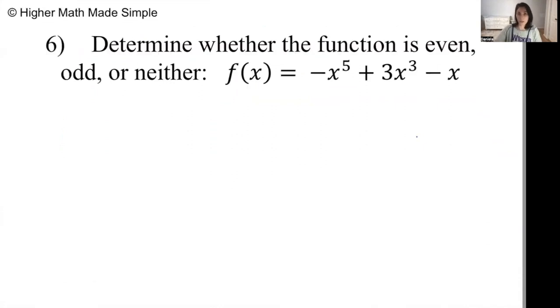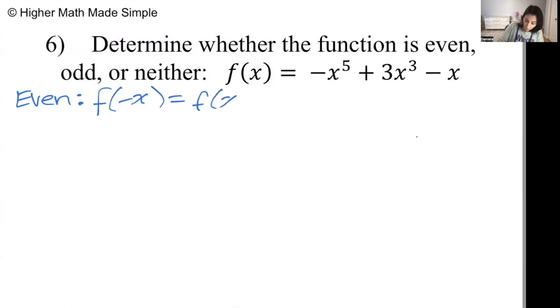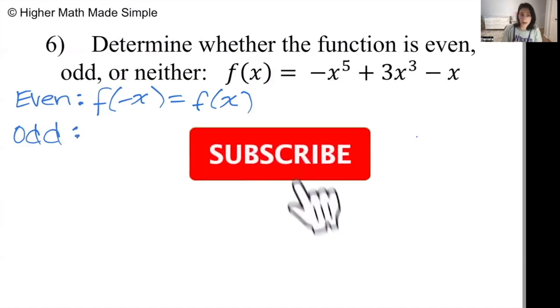Next one, determine whether it's even, odd, or neither. So I did talk about before, and I'll say it again, the algebraic definition is that when you substitute negative x in the function, the negative, quote unquote, disappears. That's what I like to tell people. In other words, you get back the original function. And that graphically means that it has symmetry over the y-axis.